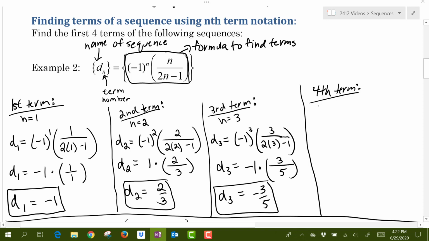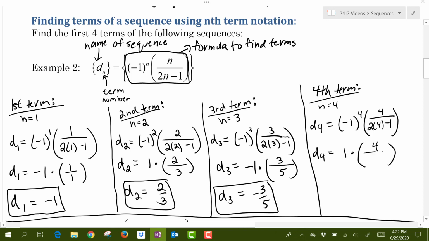Alright, so to find the fourth term, we're going to set n equal to 4. So d sub 4 is equal to (-1) to the power of 4 times 4 over 2 times 4 minus 1. And simplify that. (-1) to the power of 4, that's a positive 1. And I have 4 over 8 minus 1, which is 7. So the fourth term of our sequence is a positive 4/7.